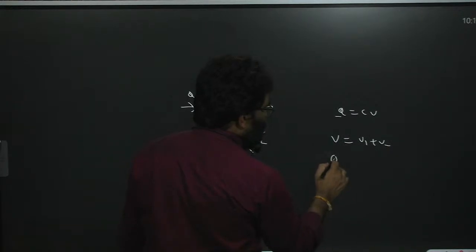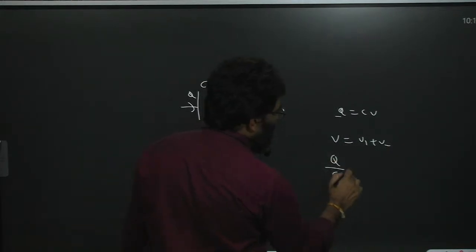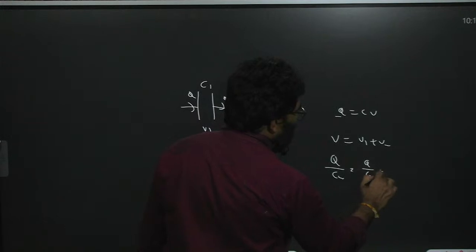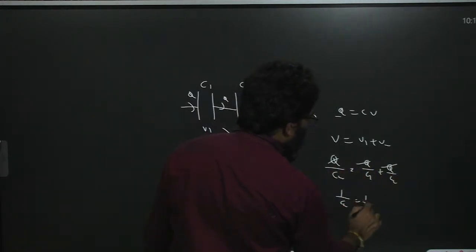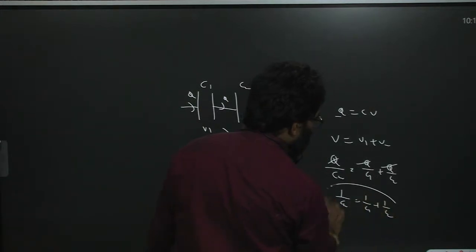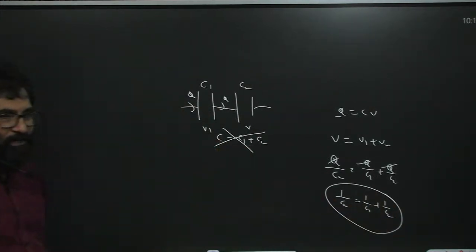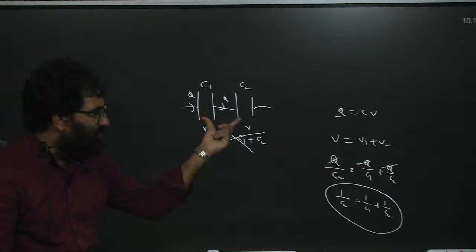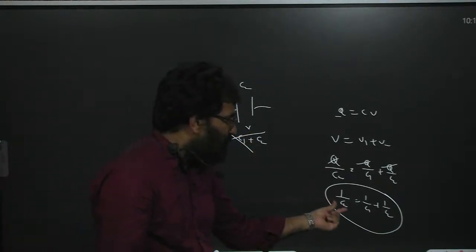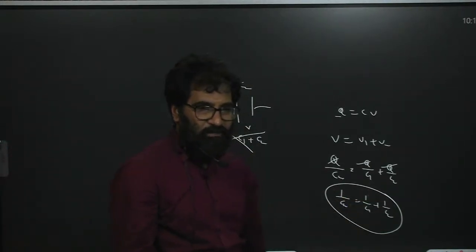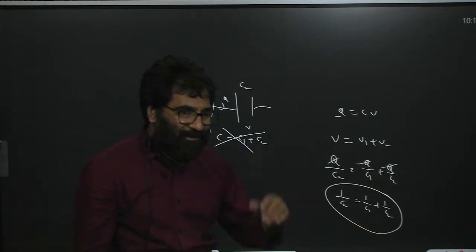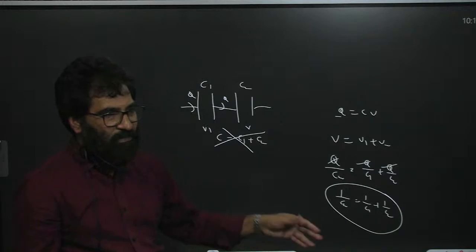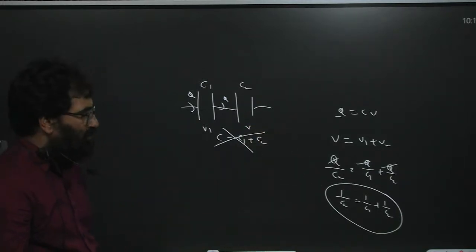So V is Q by C net, equal to Q by C1 plus Q by C2. So 1 by C effective is equal to 1 by C1 plus 1 by C2. So don't think like resistances. When capacitors are in series, 1 by C effective is equal to 1 by C1 plus 1 by C2. If three are given, 1 by C1 plus 1 by C2 plus 1 by C3. If N are given, 1 by C1 plus 1 by C2 and so on, up to 1 by Cn.